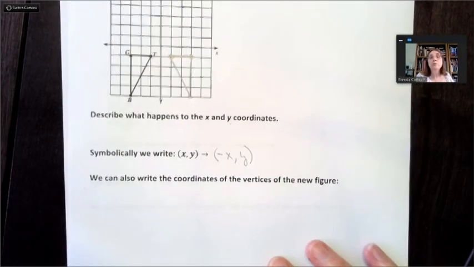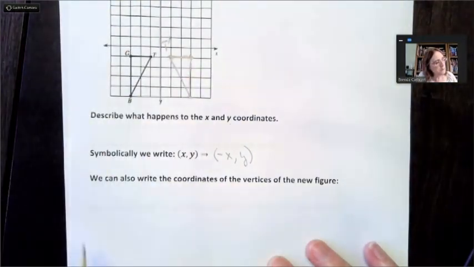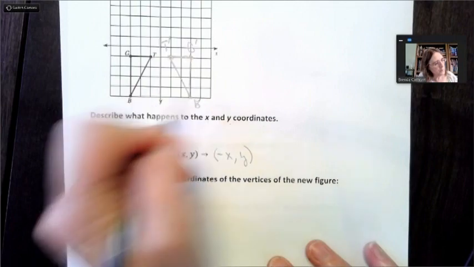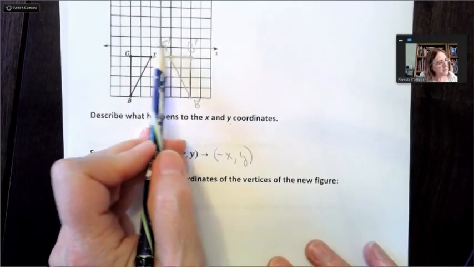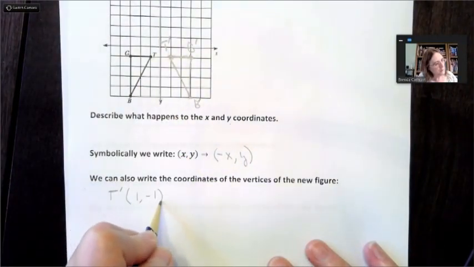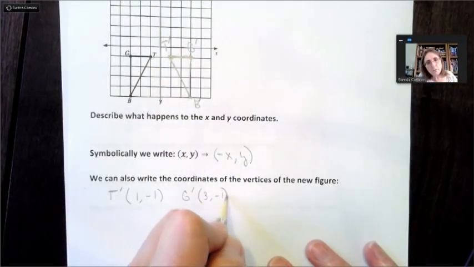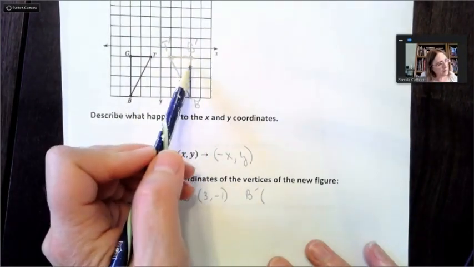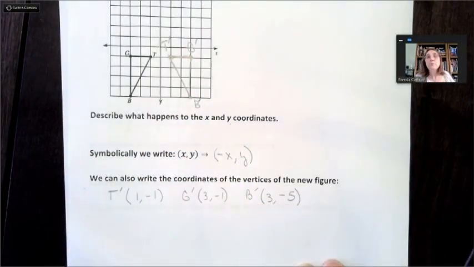And we could write the coordinates of the new figure. Let's take a look at what this new figure looks like. Here's the image of T, here's the image of G, and the image of B. So starting with our image of T, our image of T is now at (1, -1). Our image of G is at (3, -1). And the image of B is at (3, -5). That's a reflection over the y-axis.